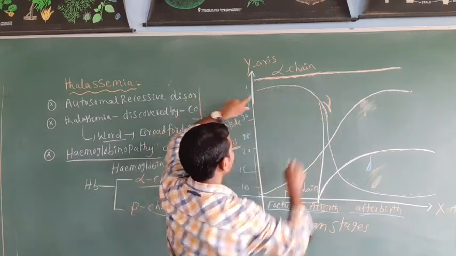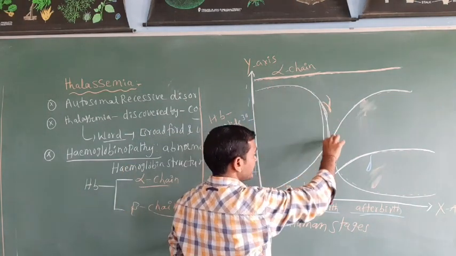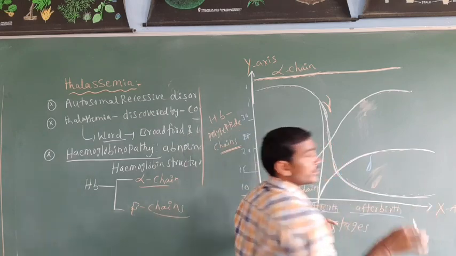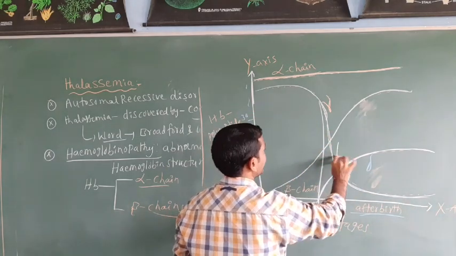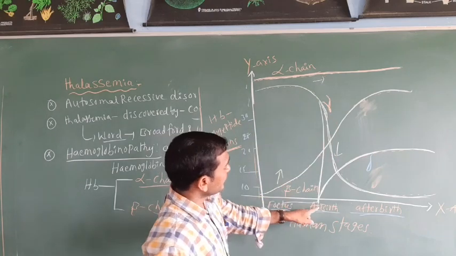The gamma chain is abundant during the fetal period. After birth it is going to reduce. It is reducing. It is constant, it is increasing. Again, which one?